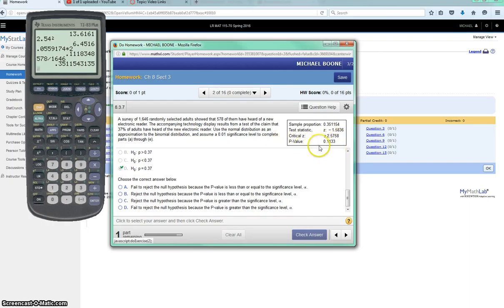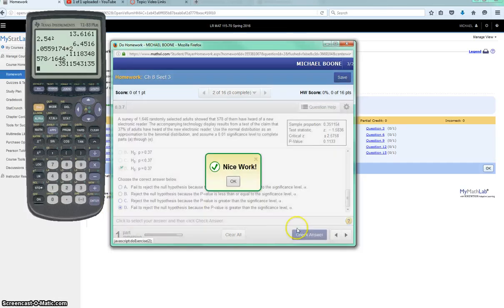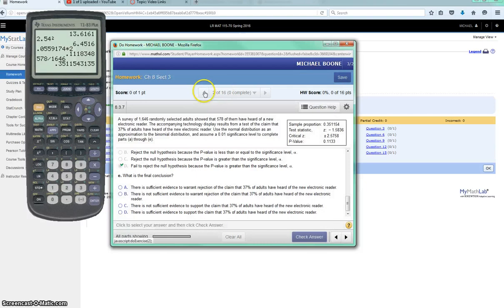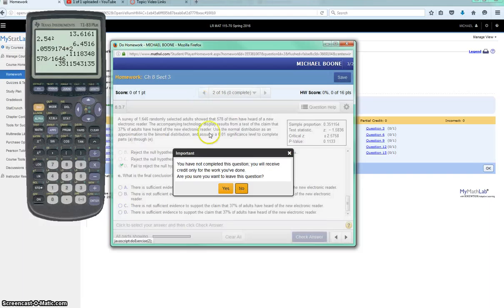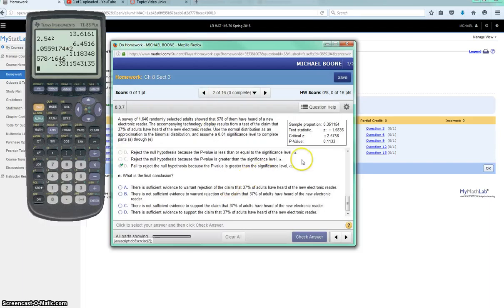So our p-value is not less than our alpha. Therefore, we would fail to reject the null hypothesis because the p-value is greater than the significance level. So that walks us through our problem. I want to show you, though, where all these numbers come from.